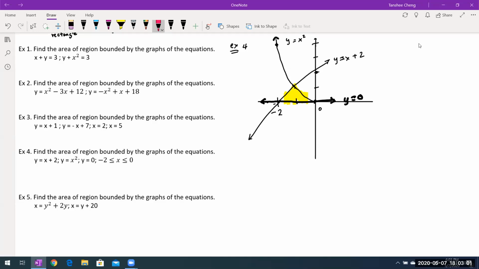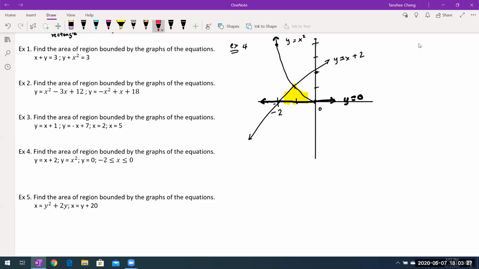So for example number 4, here's a half of the parabola because we only want from negative 2 to 0 on the x-axis, for the x interval. And here's a line, y equals x plus 2, and here's a horizontal line, y equals 0. So therefore, the bounded region becomes this little highlighted yellow part.